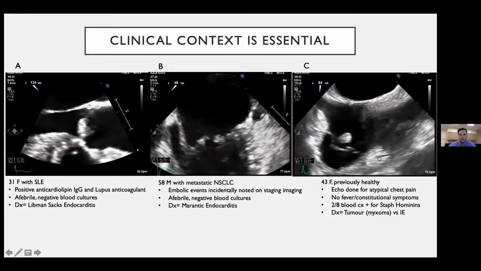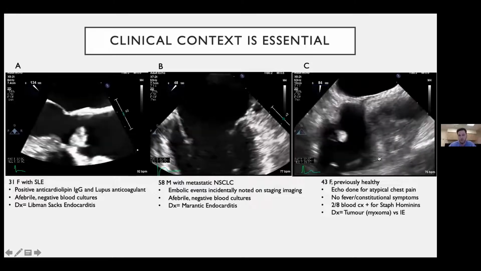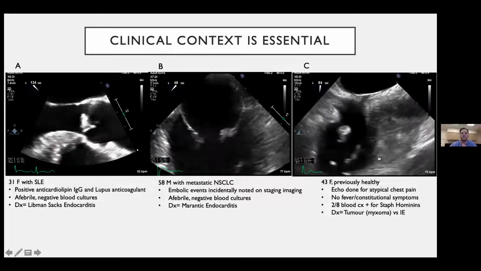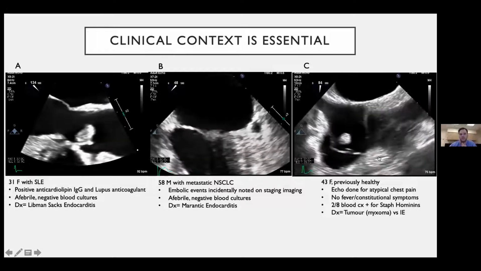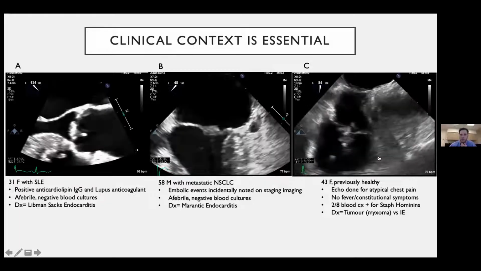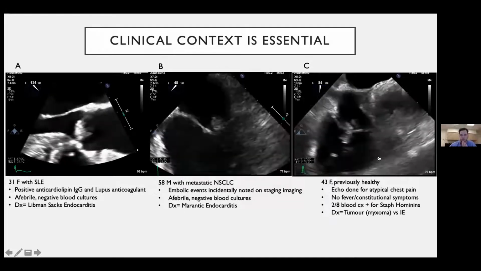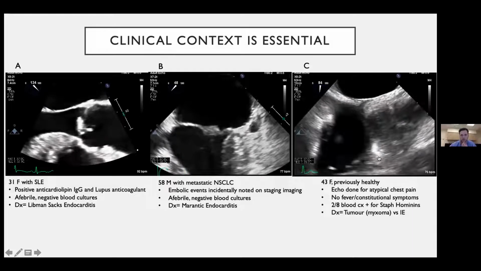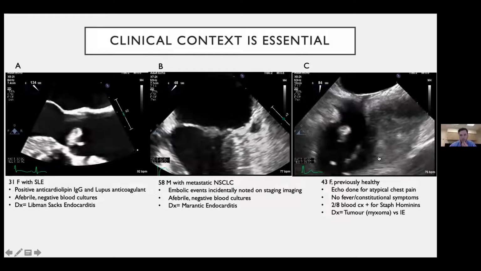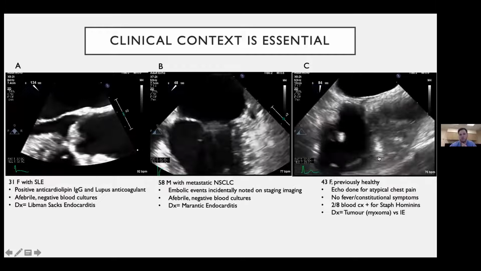Panel C here is a TEE image of the tricuspid valve from an otherwise healthy 43-year-old woman. This image is courtesy of Addie, it's still her case. So an echo was done initially for atypical chest pain, but it then incidentally showed a rounded mobile mass in the tricuspid valve. There were no endocarditis symptoms, but the patient actually ended up having 2 positive blood cultures out of many. And it wasn't really clear if the positive blood cultures were contaminant or not. So we suspected that this was actually tumor, possibly a myxoma.